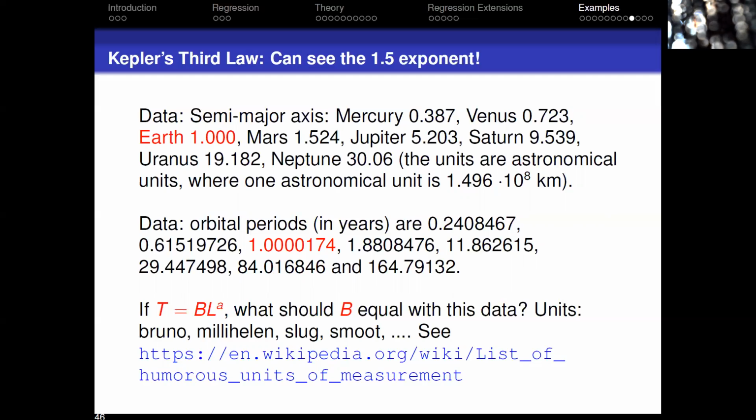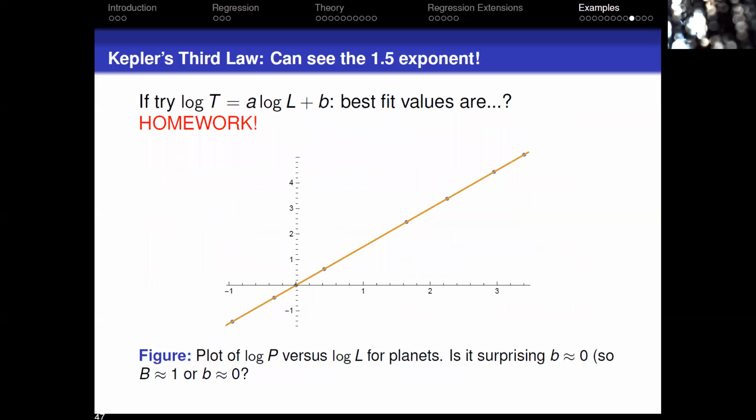There's the Bruno, the Milli-Helen, the Slug, the Smoot. I will talk about one of them in a little bit. Here is the plot, and you'll be doing this for homework. It is a phenomenal fit. So even though you have Jupiter, which does have secondary forces, it's actually doing a phenomenal job predicting what goes on. Orbital deviations, even when they're very small, can be significant.